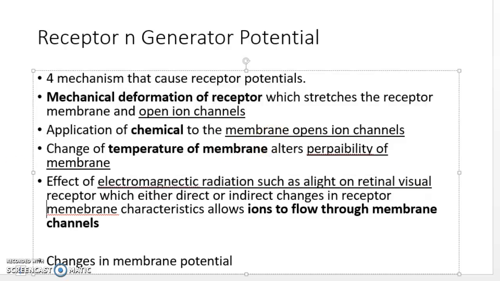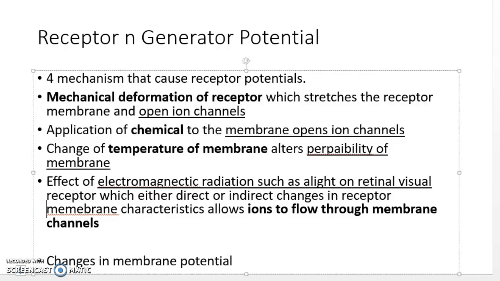So these are any changes in membrane potential. In all cases, the change in membrane potential is known as a receptor potential, which allows ions to diffuse readily through the membrane. This is known as the transmembrane potential. So the transmembrane potential is ions readily diffusing through the membrane.